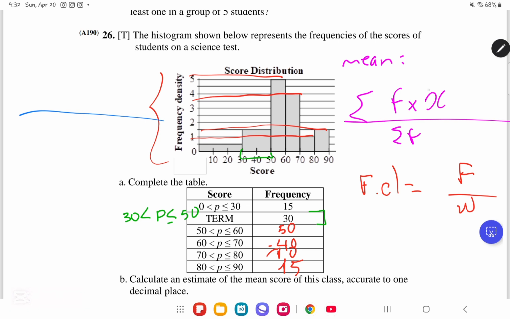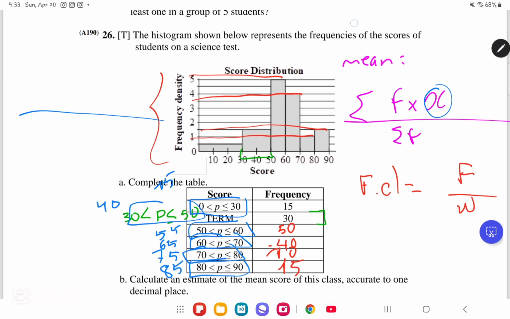To find the value of x, we will need to find the mid-interval. To find the mid-interval, you're going to do 0 plus 30 divided by 2, which is 15. Then 30 plus 50 divided by 2, you're going to get 40. 50 plus 60 divided by 2, 55. 60 plus 70 divided by 2, 65. This one is 75, and this one over here is 85.